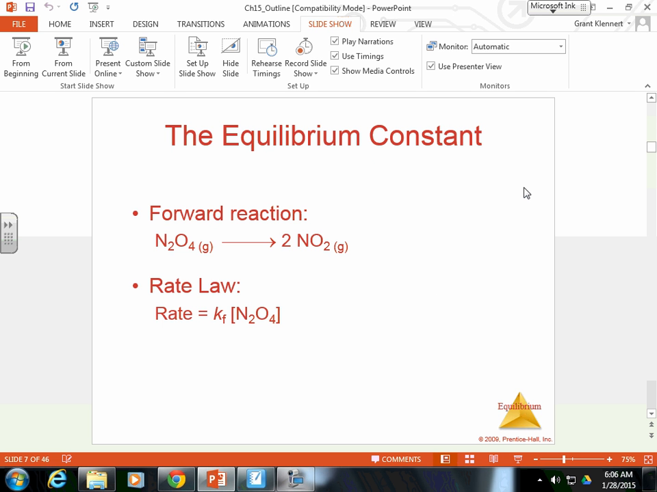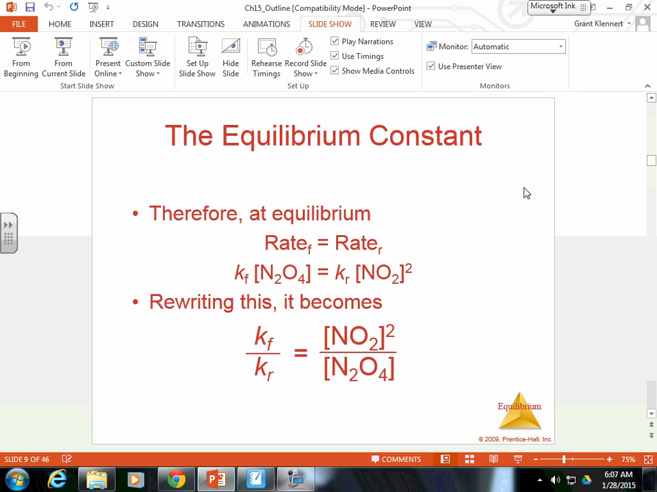So if we review here, our forward reaction, we have 1 mole of N2O4 going to 2 moles of NO2. Our rate law then, based on our reactants, is going to be k times N2O4. If we do the reverse reaction, now we have 2 moles of NO2 going to 1 mole of N2O4, and our rate law is going to be k times NO2 squared. All stuff we've done in chapter 14.